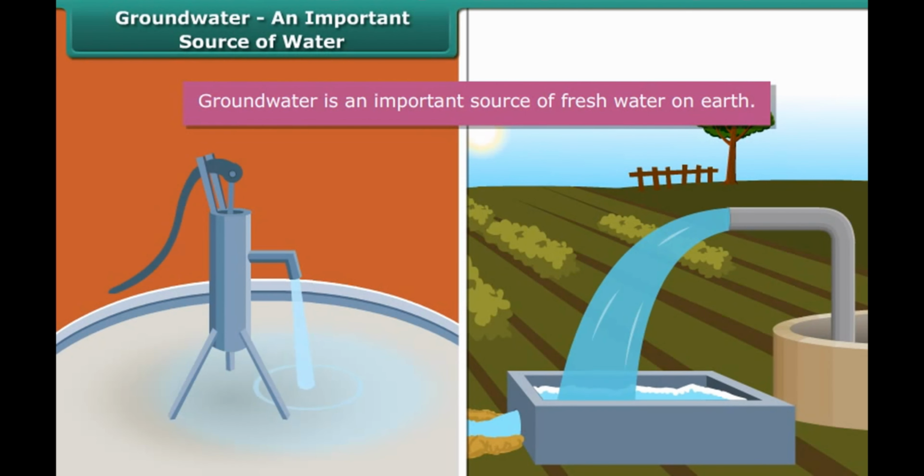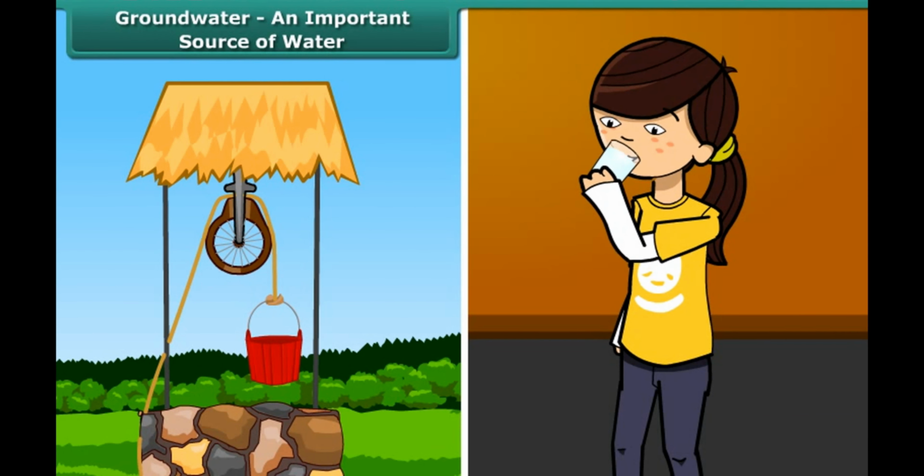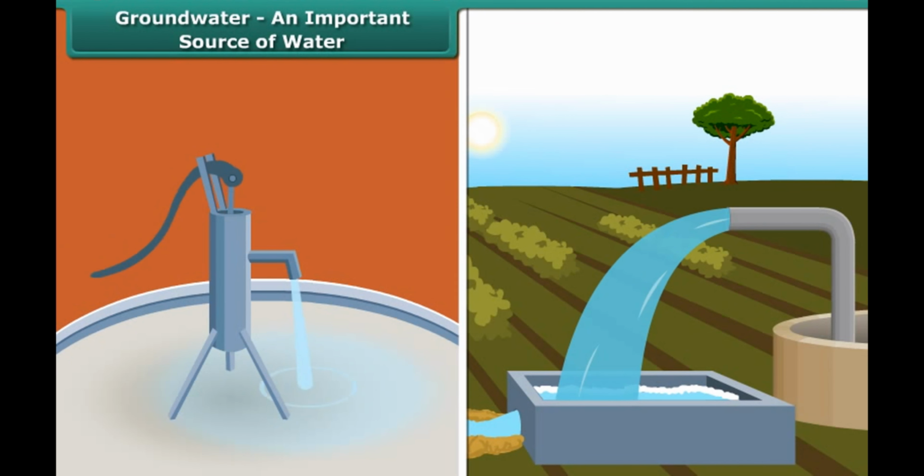Groundwater is an important source of fresh water on earth. It is the source of water for many lakes and wells. Many of us drink groundwater every day. That is because hand pumps and tube wells tap groundwater to provide water for consumption.